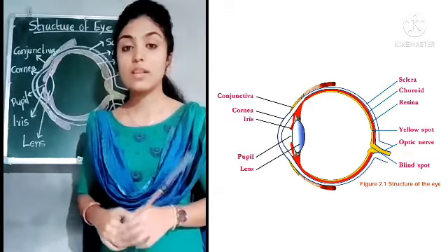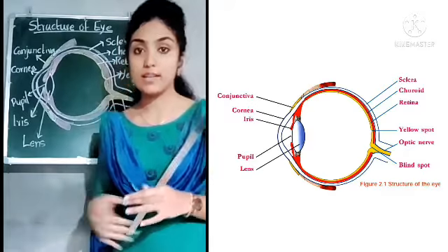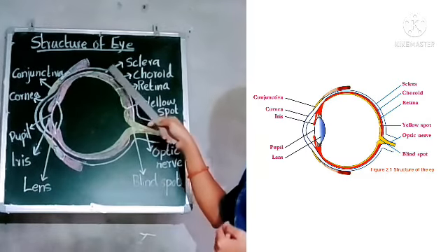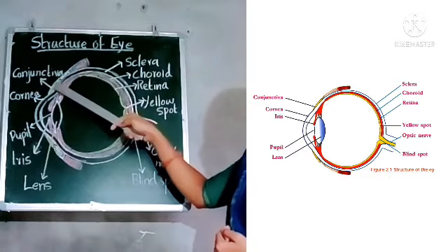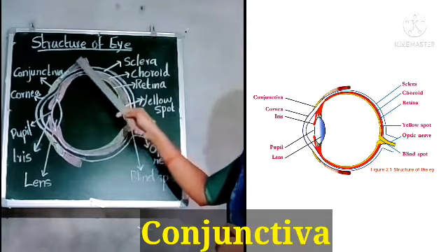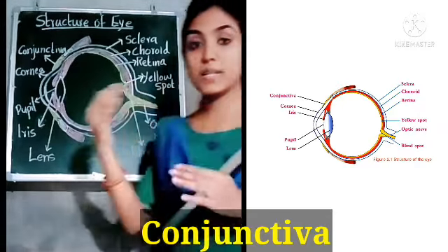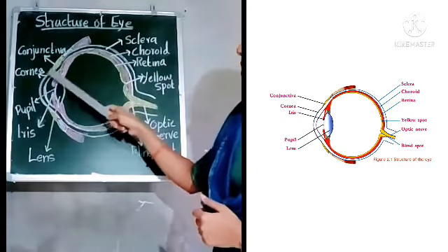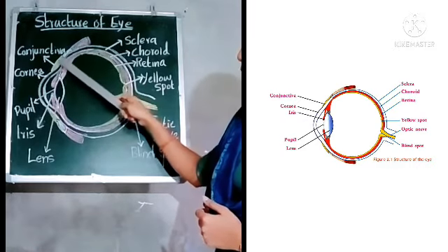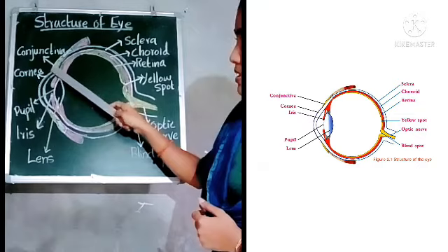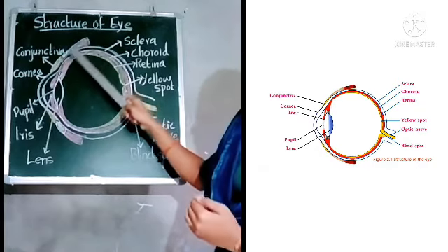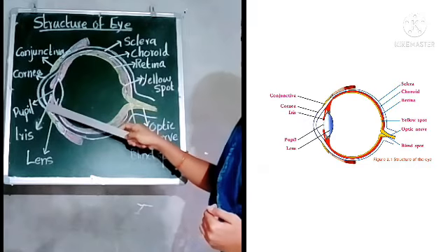Now let us learn about the parts associated with sclera. So sclera is the outer layer of eye. The parts associated with this outer layer are conjunctiva and cornea. So this is conjunctiva. This conjunctiva covers the anterior part of sclera except cornea. Here you can see the conjunctiva covers the anterior part of sclera, but the conjunctiva is not there in this part.